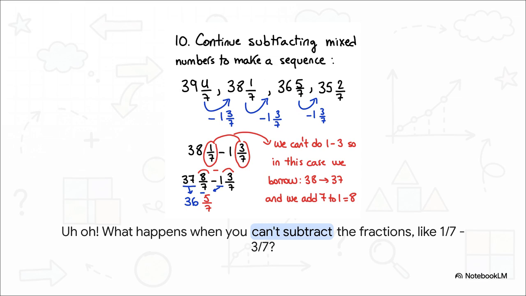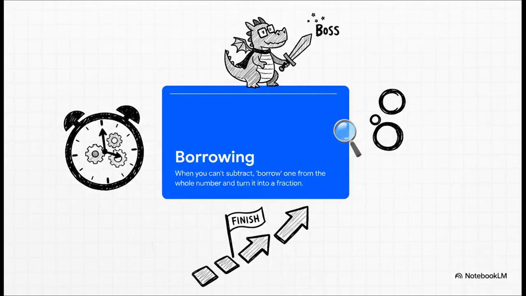Look at the very next step in the sequence. We have 38 1/7, and we need to subtract 1 3/7. Uh-oh, Houston, we have a problem. You can't take 3 away from 1, so what do we do? Do we give up? Never. We use a special technique called borrowing. It's awesome. Since we can't subtract 3/7 from 1/7, we just borrow from the whole number.